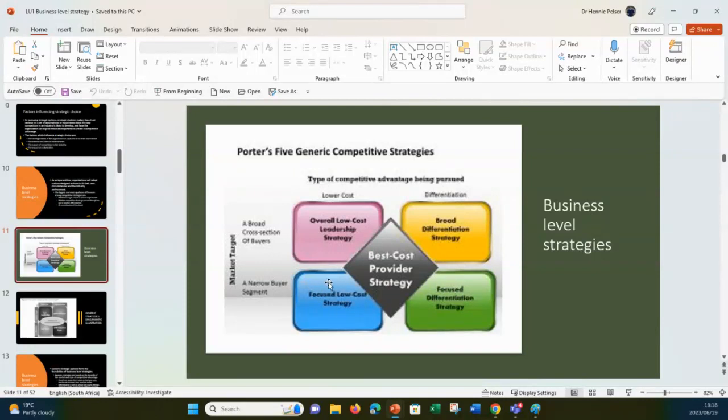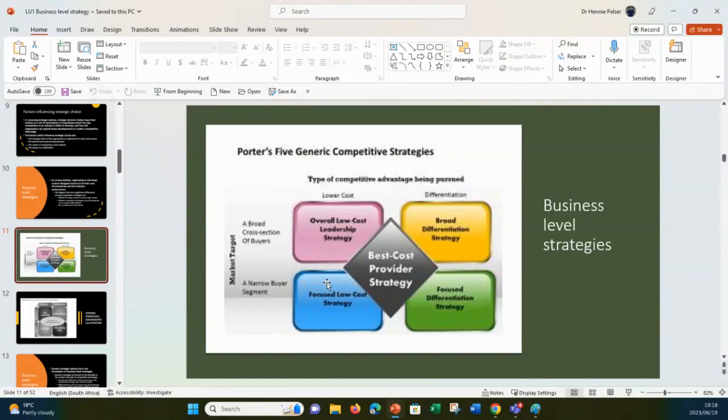In terms of grocery stores, I would imagine overall low-cost strategy would be Boxers, Superstore, those kinds of places. I also put ShopRite into that. Broad differentiation, I would imagine Woolworths fits into that. Best cost provider, I would imagine something like Checkers would fit into that. ShopRite would be over there, with Boxers and Superstore.